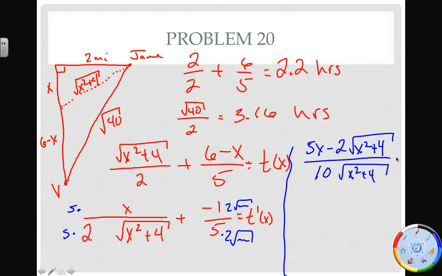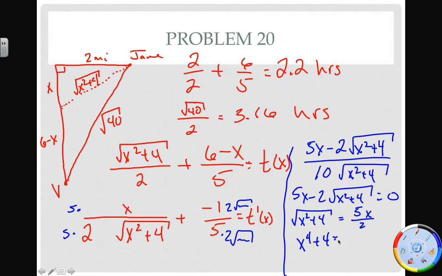Now the problem is how to solve this. I just want the numerator equal to 0. So I get 5x minus 2 with the radical equals 0. I'm going to subtract 5x and divide by negative 2. So I get the square root of x squared plus 4 is equal to 5x over 2, or 5 halves x. And I square both sides. If I square both sides, I get x squared plus 4 is equal to 25x over 4.